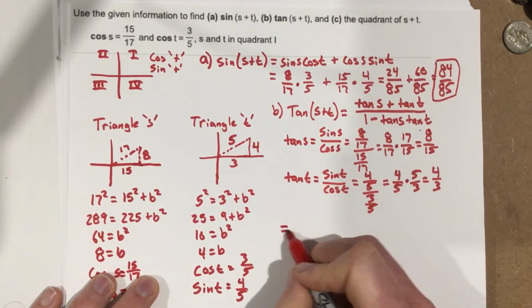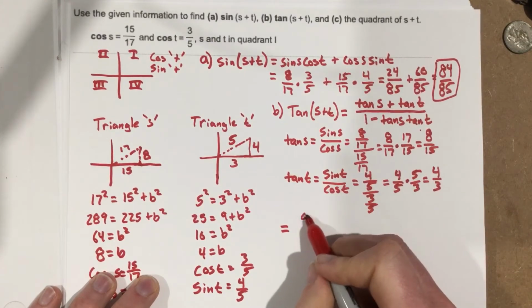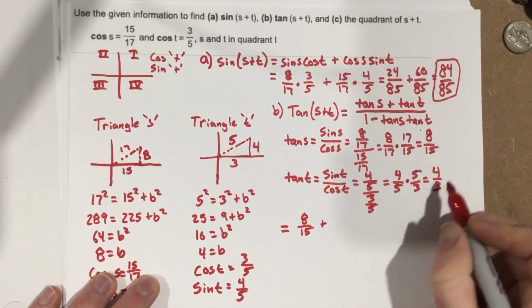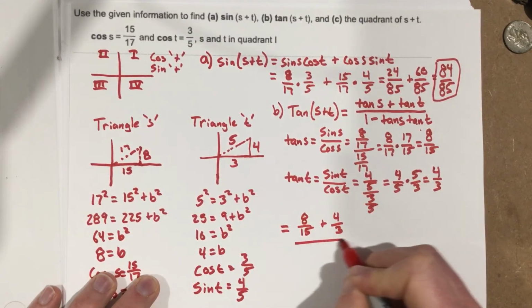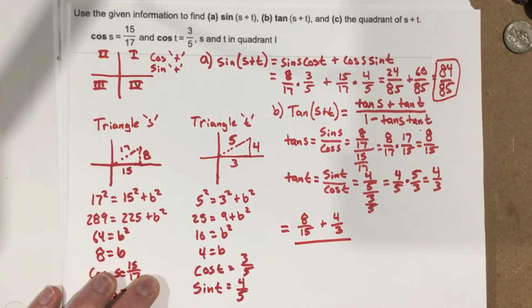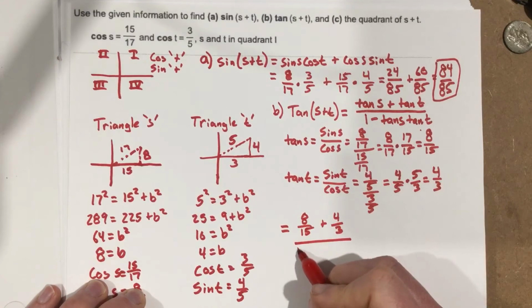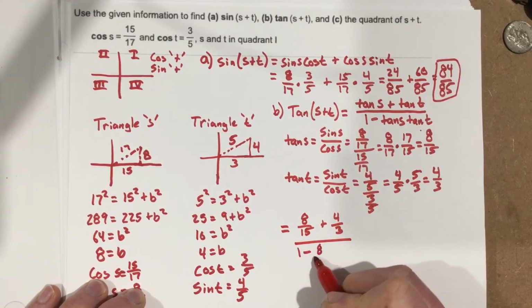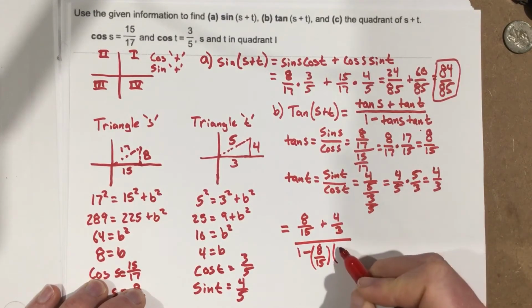So we're going to say equals, so tan s is 8 over 15 plus tan t, which is 4 over 3, over, so tan s plus tan t over 1 minus tan s, which we know is 8 over 15, and tan t, which is 4 over 3.